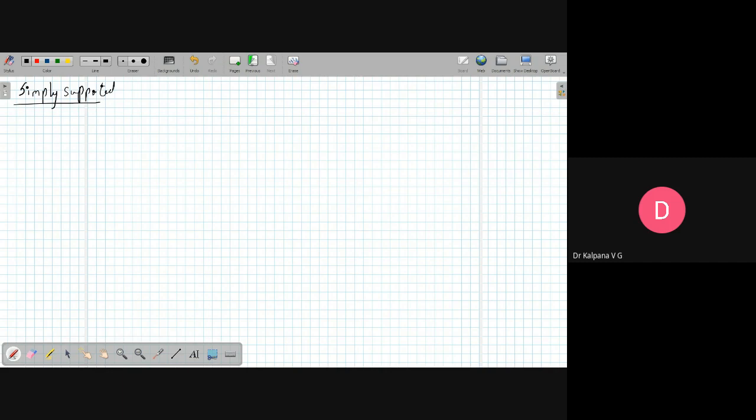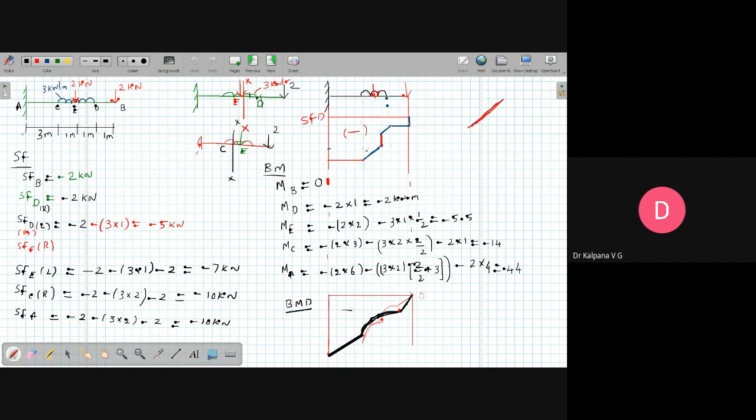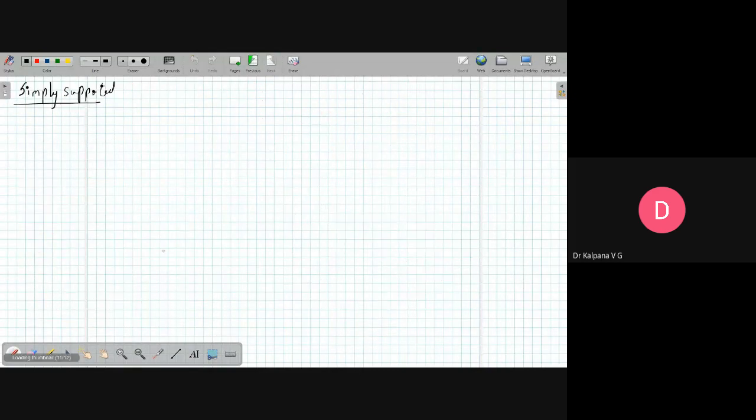So, in case of cantilever again, the support reaction RA is, as of this problem, minus 10 kilonewton, and the resisting moment MA is minus 44 kilonewton meter. Whereas in the case of simply supported beam, the very first step we have to do is calculate the support reaction, then only it is possible for us to proceed with finding shear force at different places.